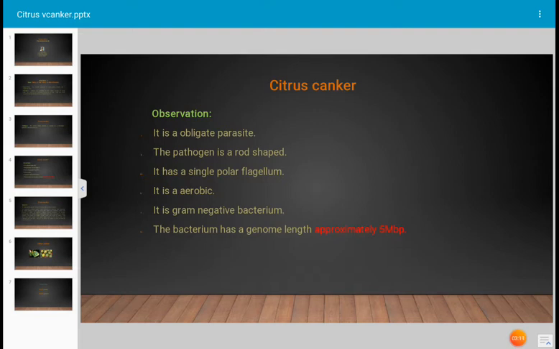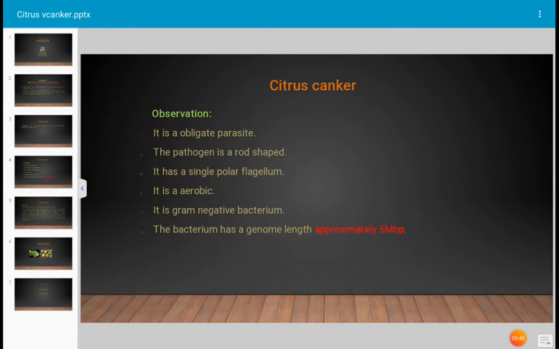The symptoms are visible. And the shape of the pathogen is rod shaped. The rod shape we can observe in a permanent slide of Xanthomonas citri. And it has a single polar flagellum. It is an aerobic bacterium. Why is it called aerobic bacterium? Because it requires oxygen for its growth. In the presence of oxygen it grows. Therefore it is an aerobic bacterium.